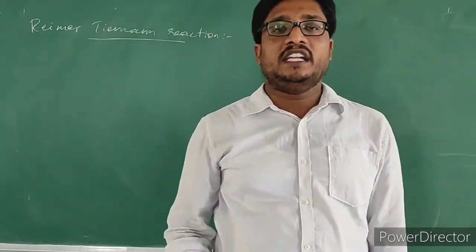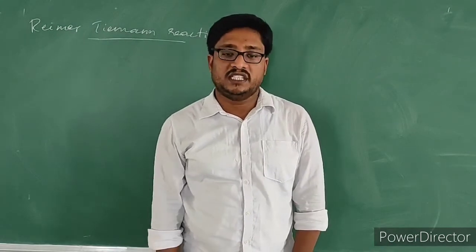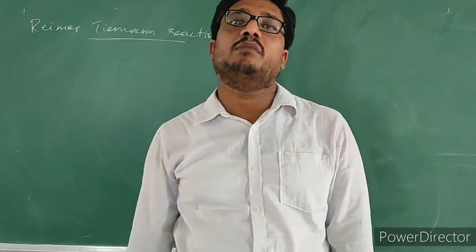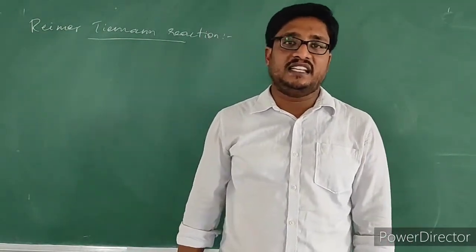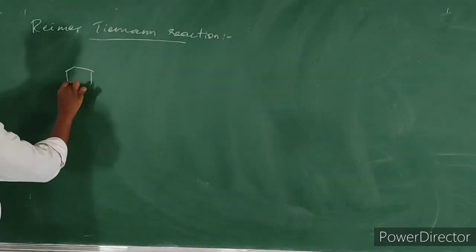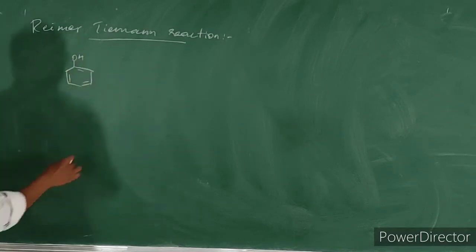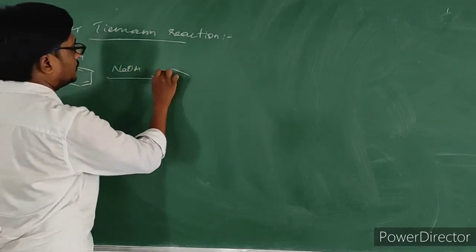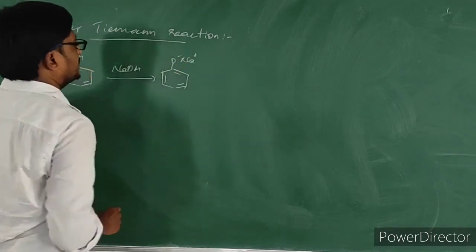Phenol is initially reacted with sodium hydroxide to form sodium phenoxide. That is later treated with chloroform in presence of sodium hydroxide, which results in the formation of salicylaldehyde. See the reaction. Phenol on reaction with sodium hydroxide forms phenoxide in this way.